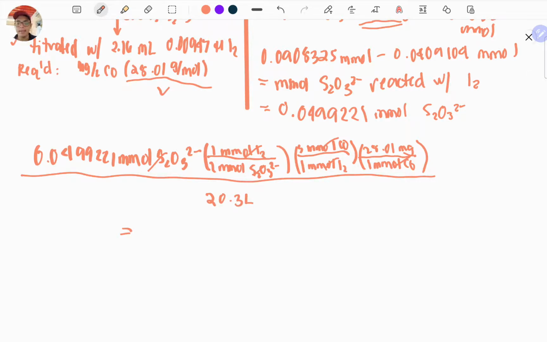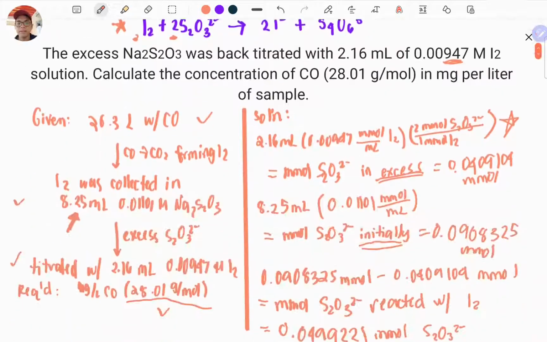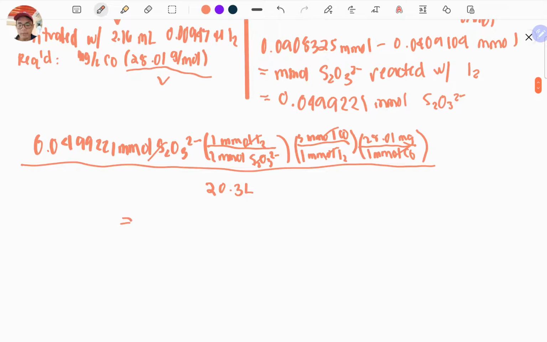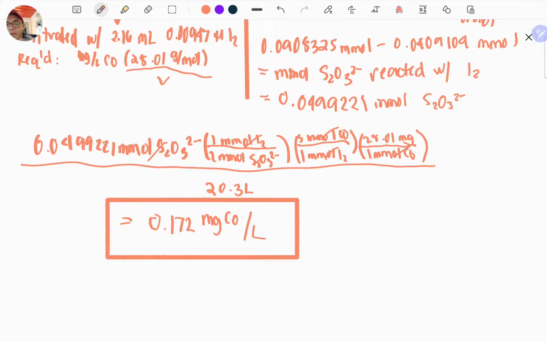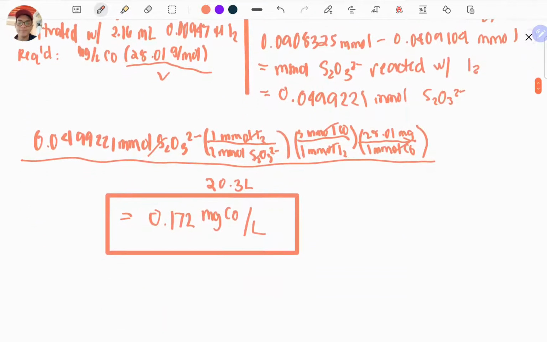Back to my trusty calculator, that's 0.0499221 divided by 2 times 5, was it 5? Times 5 times 28.01 divided by 20.3. The answer is finally 0.172 milligrams carbon monoxide per liter. Again, 3 significant digits based on the given values.